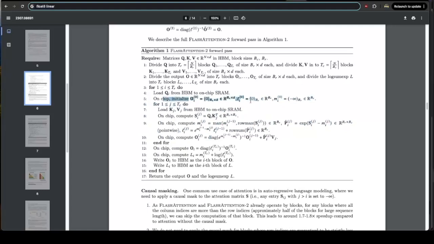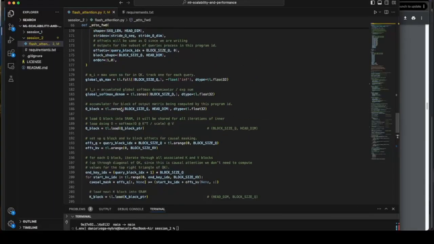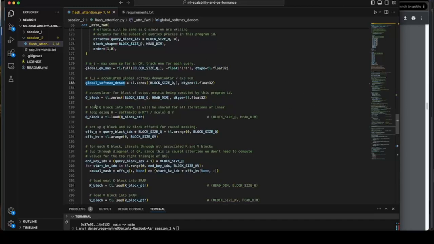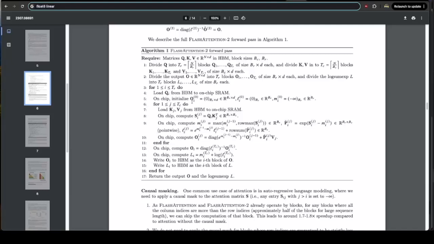So at the beginning, before this inner loop, we need to do a few things. We need to initialize O, we need to initialize the running denominator we're going to be calculating, and we need to initialize our running max m_i. So that's what I'm doing here. I have my m_i, which I've called global QK max, and then our l_i, which is our global softmax denominator, the running denominator we're calculating. Our accumulator for the O block, we're initializing that as well, as you can see here.